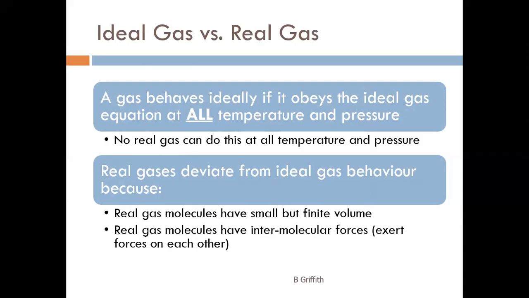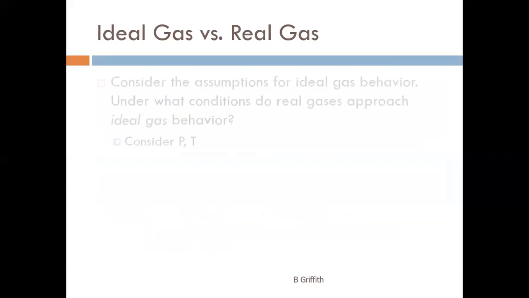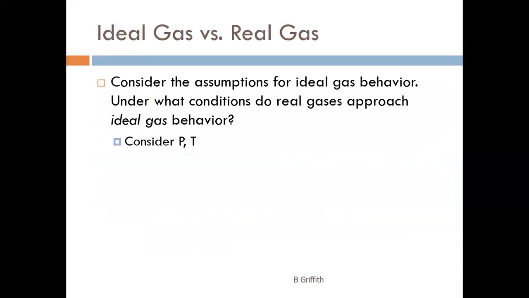This is what I need you to be thinking of as we move forward. Under what conditions of pressure and temperature do we get a real gas to approach ideal gas behavior? How do we reduce intermolecular forces, and how do we reduce its volume relative to the volume of the gas?